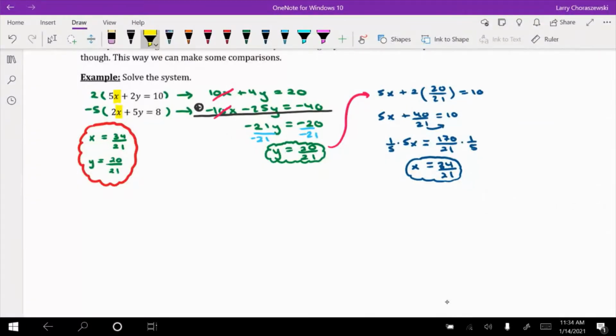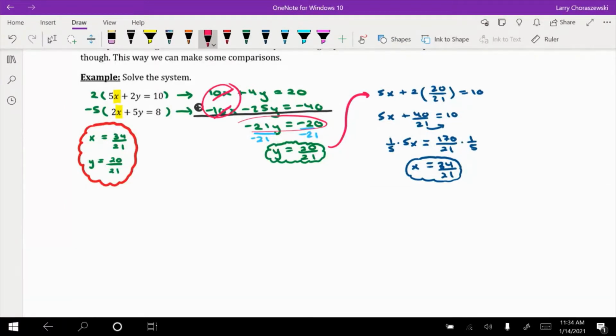And then you can add in column format, which eliminates the variable x and leaves you an equation just in terms of the variable y. And we can go ahead and divide each side by negative 21. So due to the double negative, we get a positive result for y as 20 over 21.